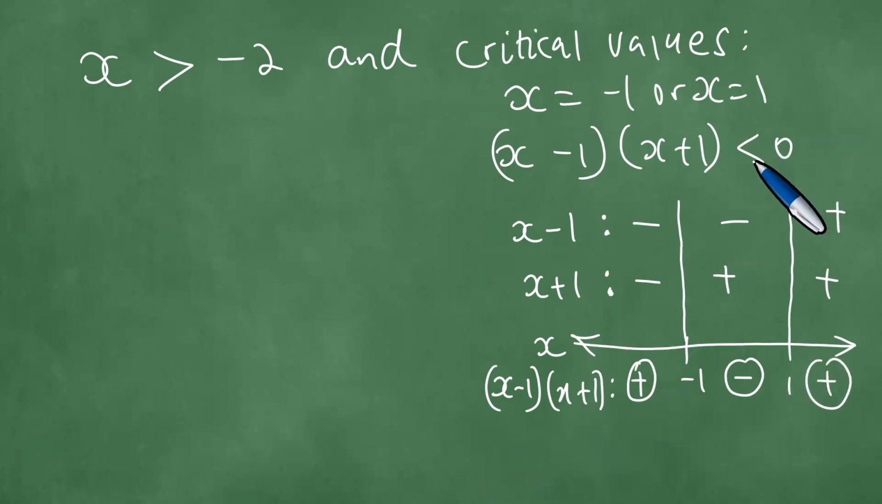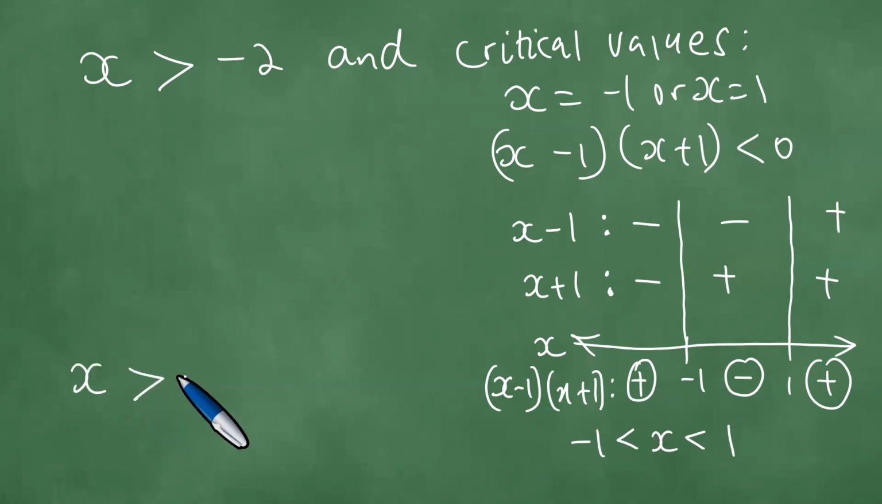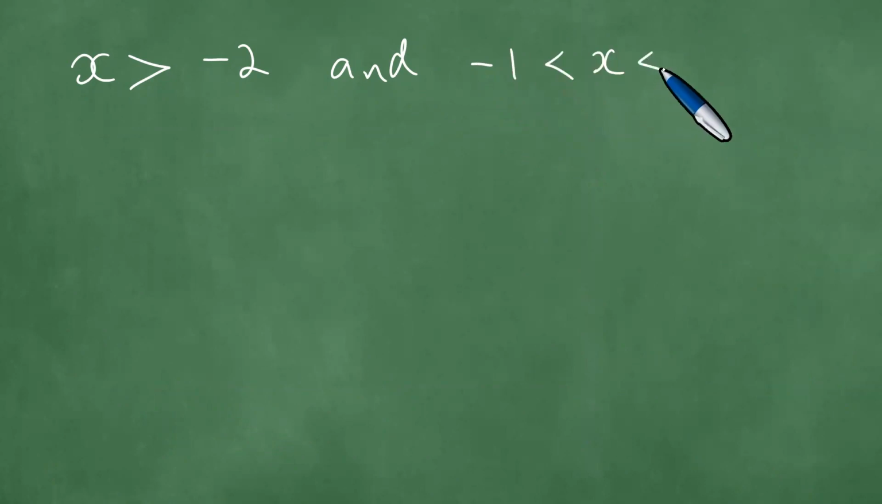And so what we require is that this must be strictly negative, so that minus 1 is less than x less than 1. Okay, so we have that this is the case, together with the fact that x is bigger than minus 2. So the conclusion then becomes that x is bigger than minus 2, and minus 1 is less than x less than 1.